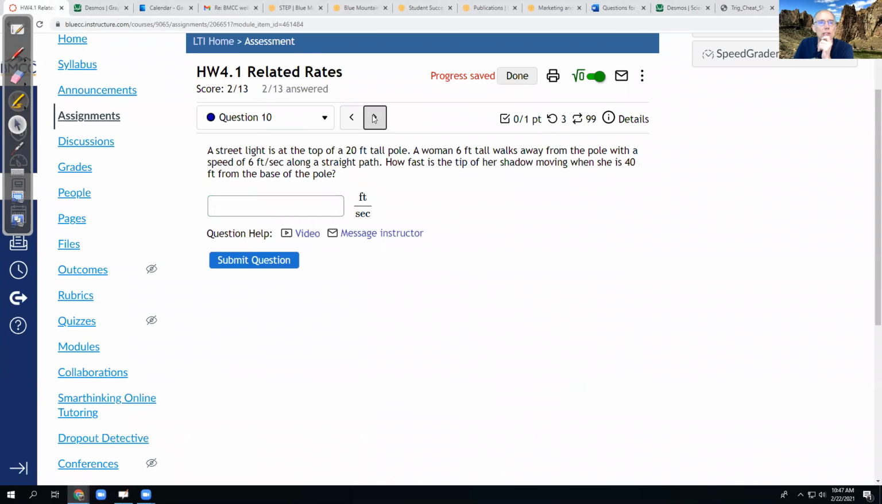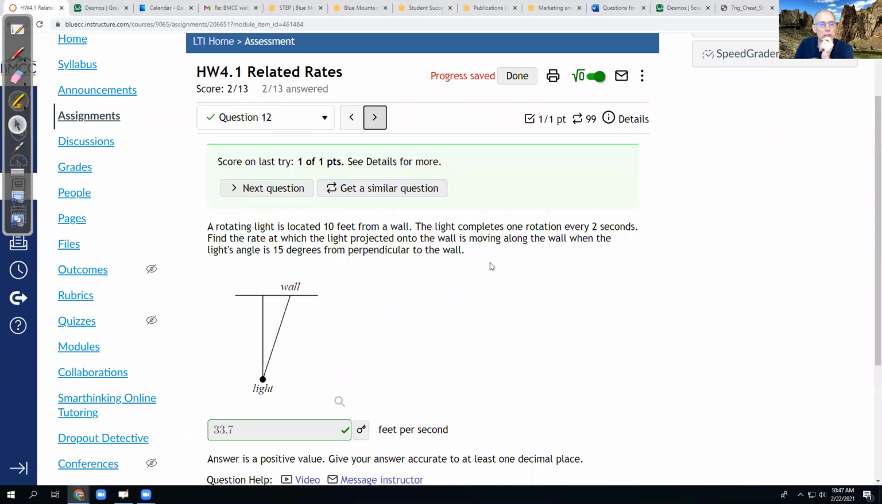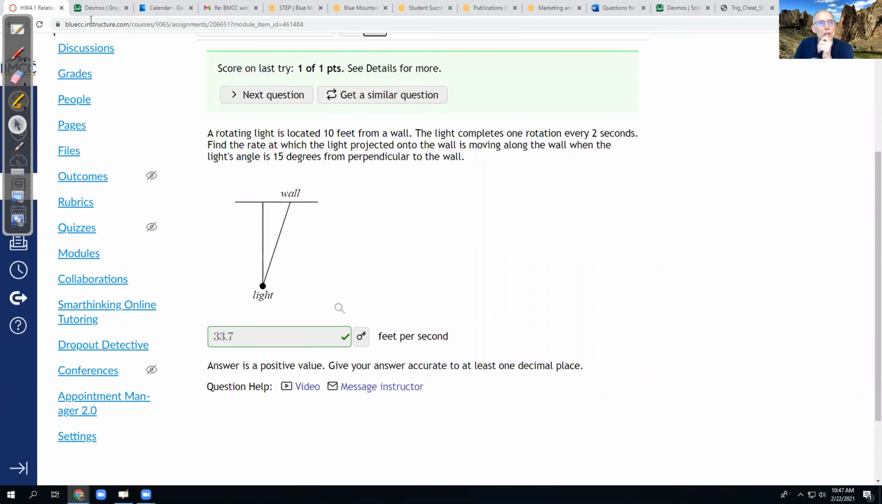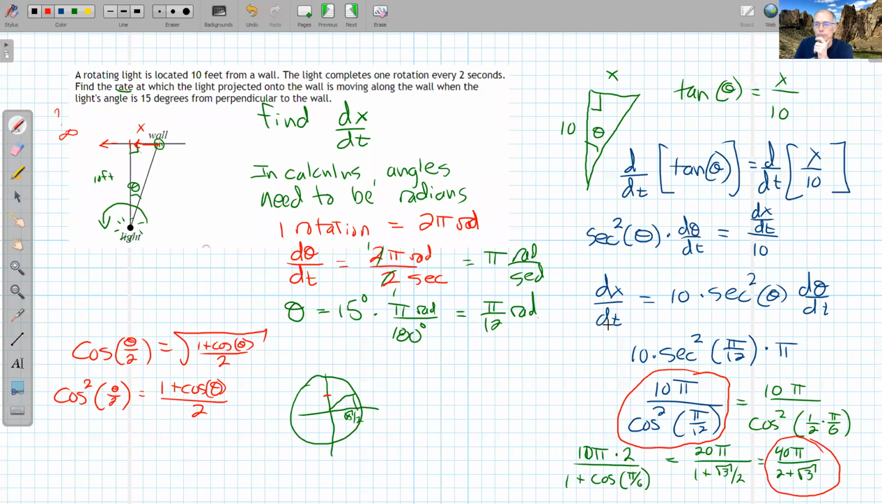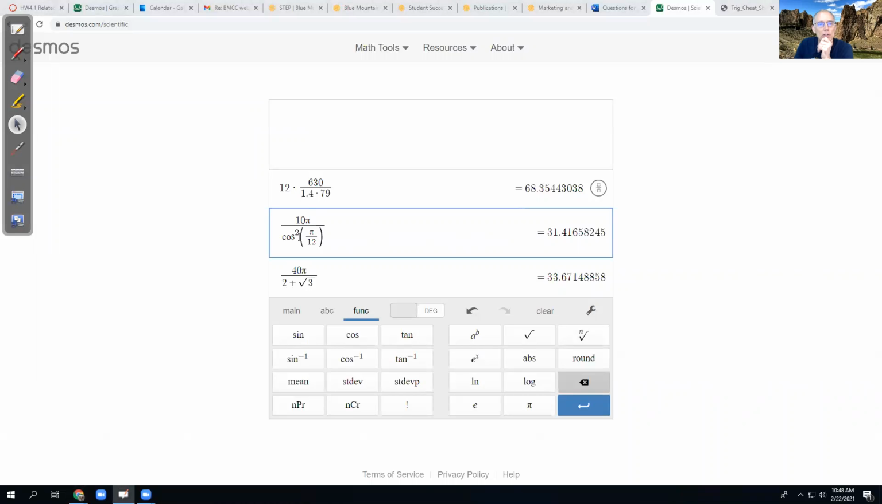Let's see. Correct answer 33.7. That's the second one. So I have an error. I mistyped something here. Okay. Secant squared of pi over 12. That looks right. How did I mess that up? 10 pi over the cosine squared. 10 pi over the cosine squared of pi over 12. Why would these two be different?